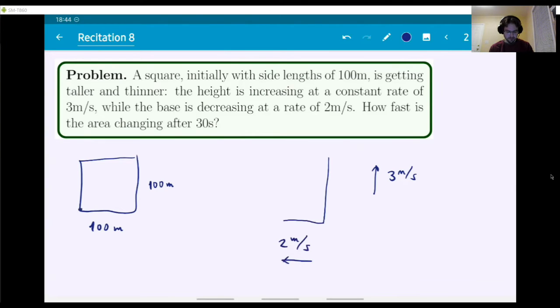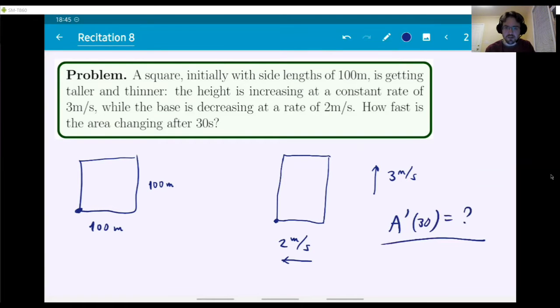Let's say, for example, the origin here is fixed, which means then that the x coordinates are getting smaller, but the y coordinates are getting larger. This is what's happening to this square. How fast is the area changing after 30 seconds? So the question is A prime of 30. They ask how fast something is changing. That means the derivative. And if you're thinking of this area, big A, as a function of time, then you want to know A prime at the time 30 seconds.